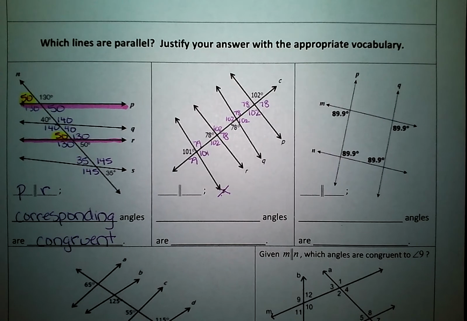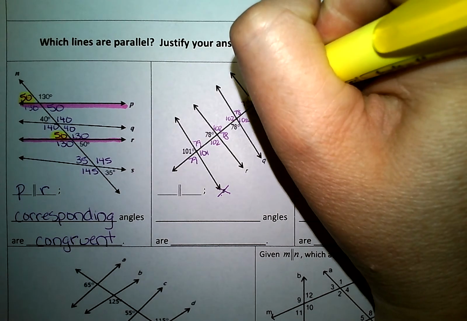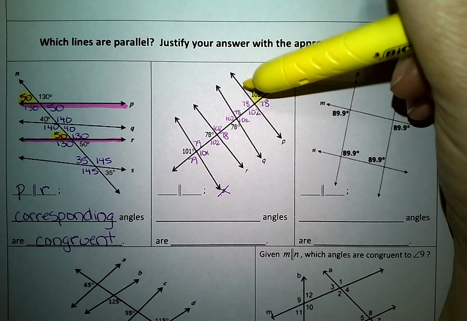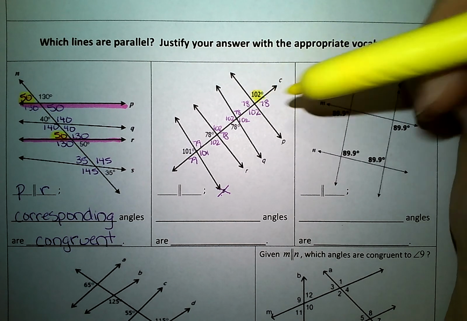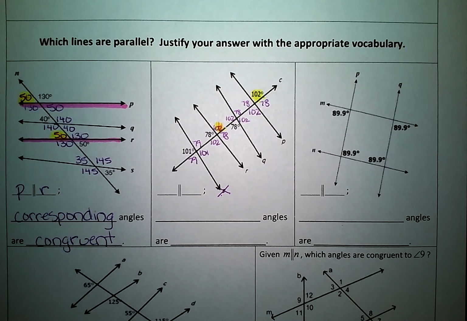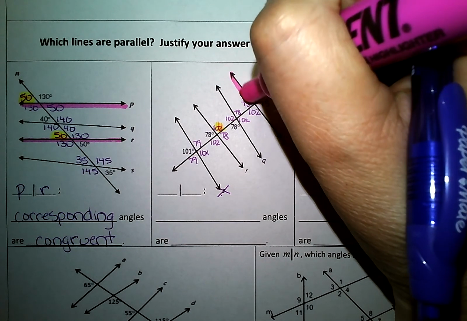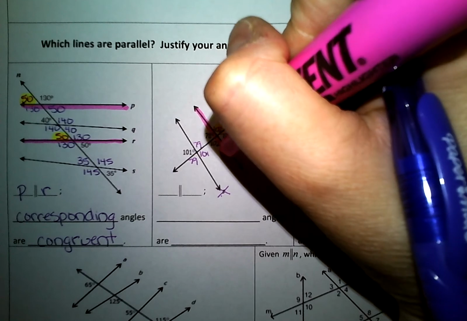Looking at the other 3, they're all very similar, so I've got to make sure to look for a set of corresponding angles that are congruent. My eye sees that this 102 degree angle that's on the top and to the right matches another 102 degree angle that's on the top and on the right. That's a set of corresponding angles. They are congruent. Therefore, line P is parallel to line R.